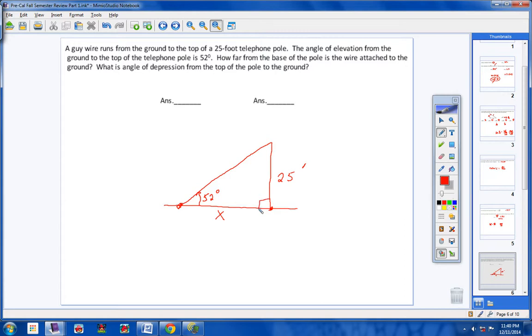Now we have a right triangle, so very easily we can say 52 degrees. We have opposite and adjacent. So I'm going to use tangent, okay? So tangent of 52 degrees equals opposite over adjacent. Multiply both sides by X. And you'll get this right here. Now divide both sides by tangent of 52.